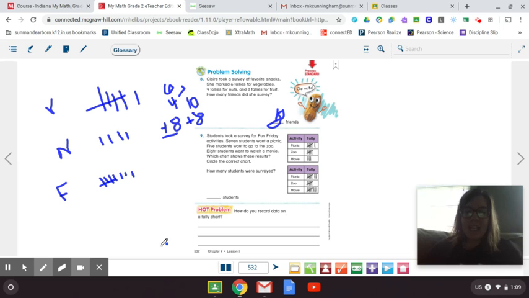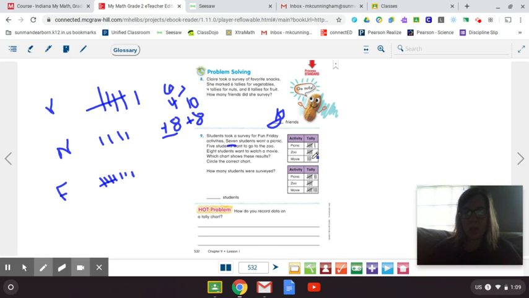All right, it says students took a survey for Fun Friday activities. 7 students want a picnic. 5 students want to go to the zoo. 8 students want to watch a movie. Which chart shows these results? Circle the correct chart. Okay, so it tells us right here 7 students want a picnic.